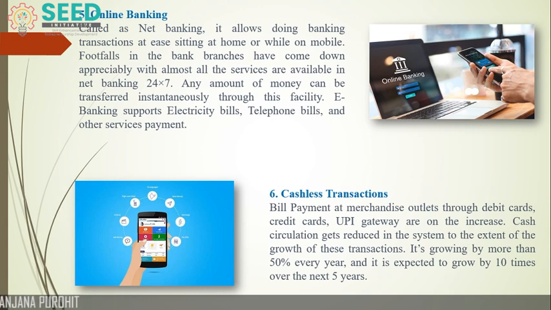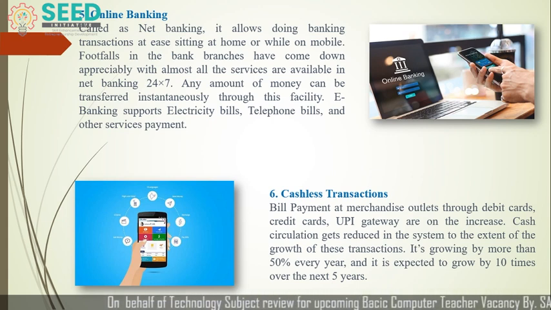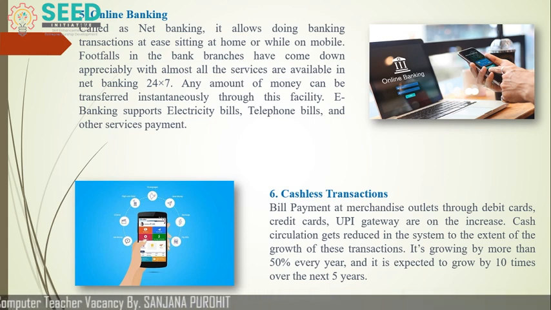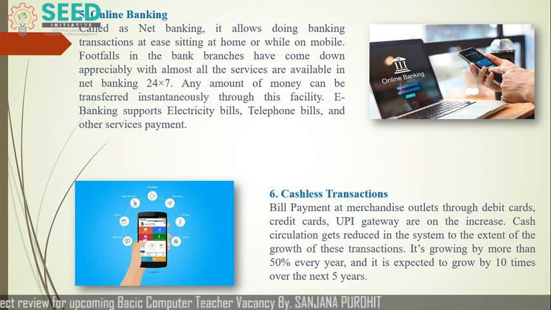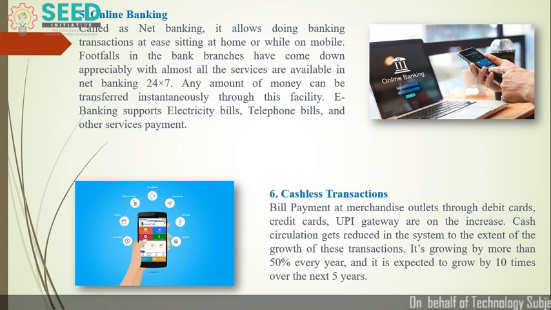Next point, which is more often relevant to online banking or transactions: bill payment at merchandise outlets through debit cards, credit cards, and UPI gateway is on the increase. Cash circulation gets reduced in the system to the extent of the growth of these transactions. It is growing by more than 50% every year and it is expected to grow by 10 times over the next 5 years.